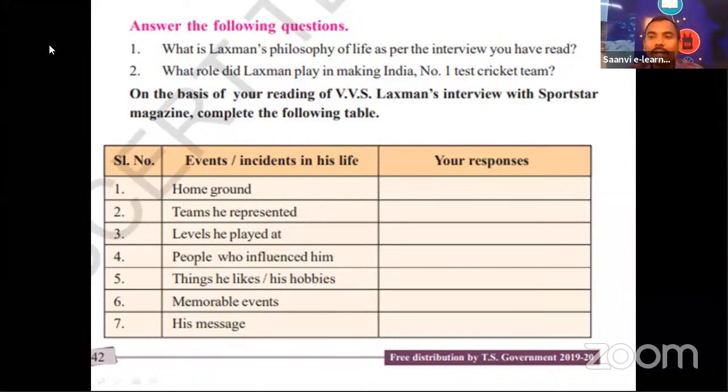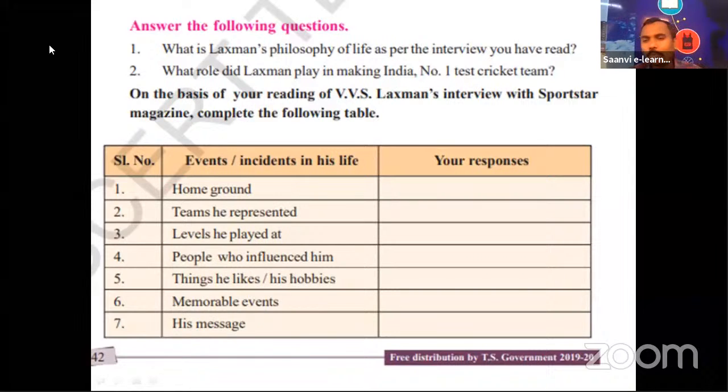Okay, next one, memorable events. The 281 runs against the Aussies. Aussies means Australia, A-U-S-S-I-E-S. Against the Aussies in 2001. So that was the greatest memorable moment, or event, of VVS Lakshman.